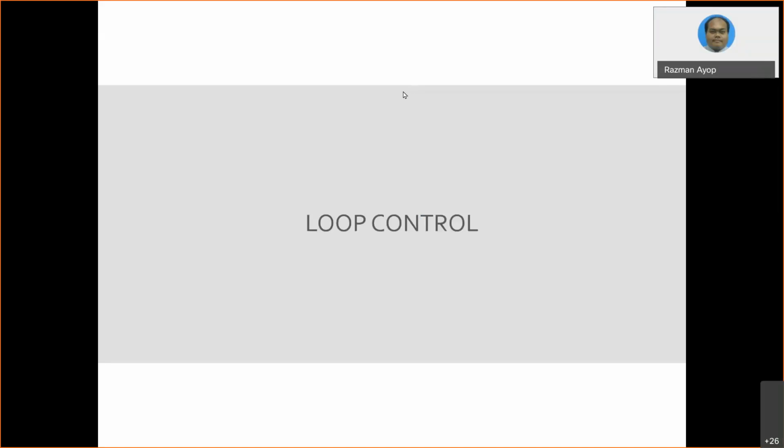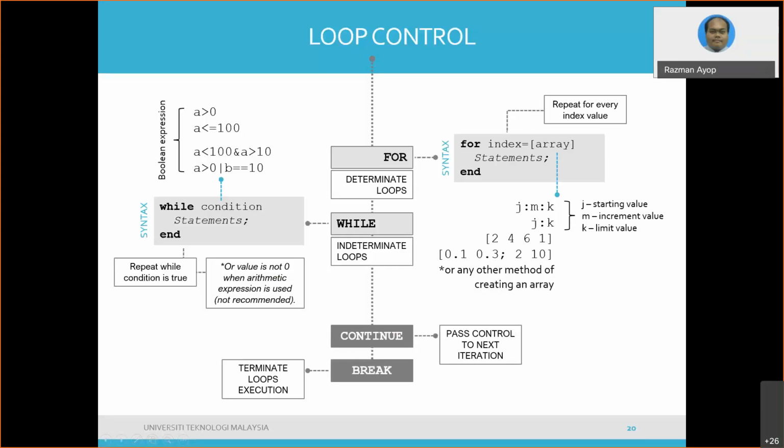Okay, we continue with the loop control. For loop control, you have two codes you can use. Either you can use the for function or the while function. For for, you can use an index array and then statement. For while, it is a condition. So different things you can use.